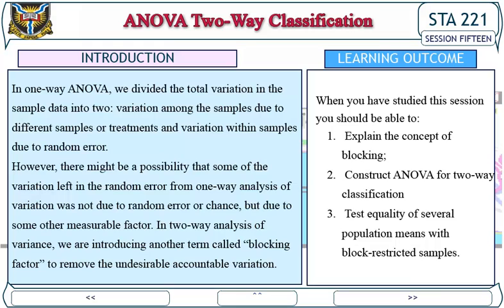Learning outcomes for study section 15. When you have studied this session, you should be able to explain the concept of blocking, construct ANOVA for two-way classification, and test equality of several population means with block restricted samples.